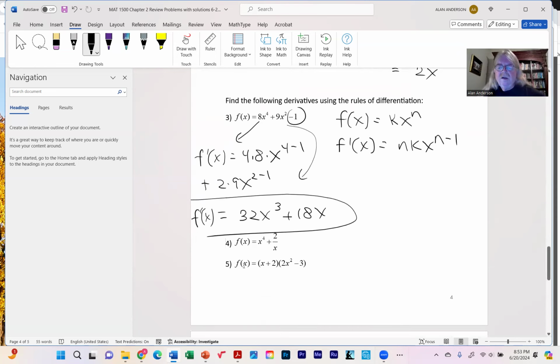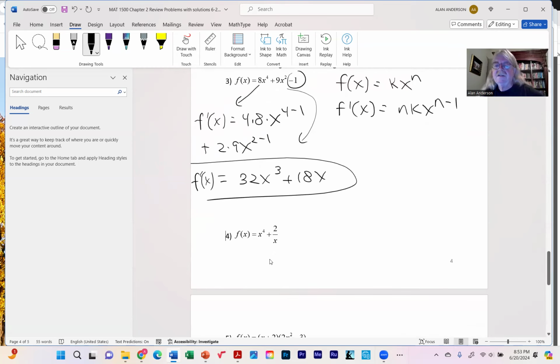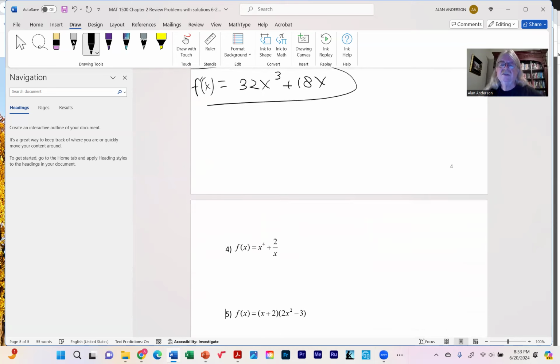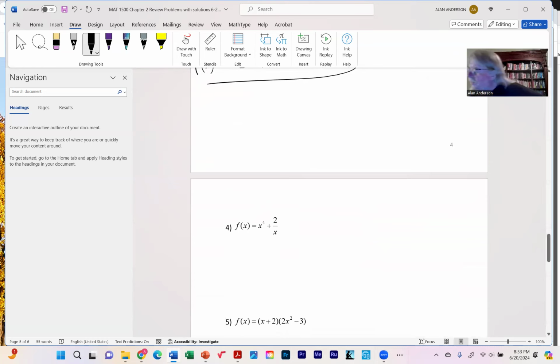Now, number 4 looks like it could be a problem. We have a 2 over x. Can we apply the power rule to that second term? The answer is yes, as long as we recognize that what we have here is the same thing as x to the fourth plus 2x to the minus 1. Well, now the power rule applies to both terms.